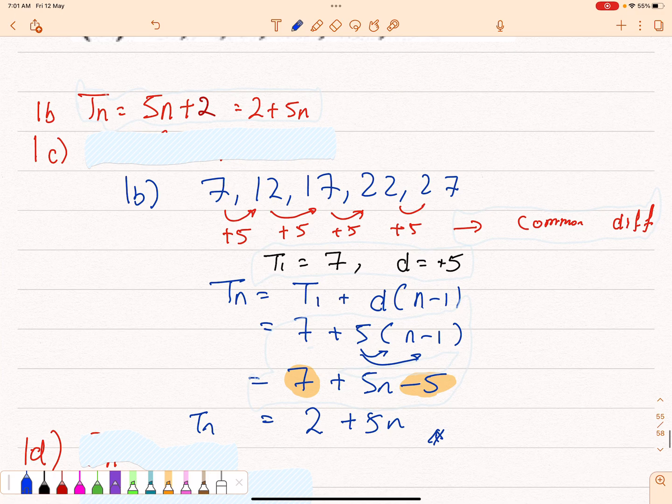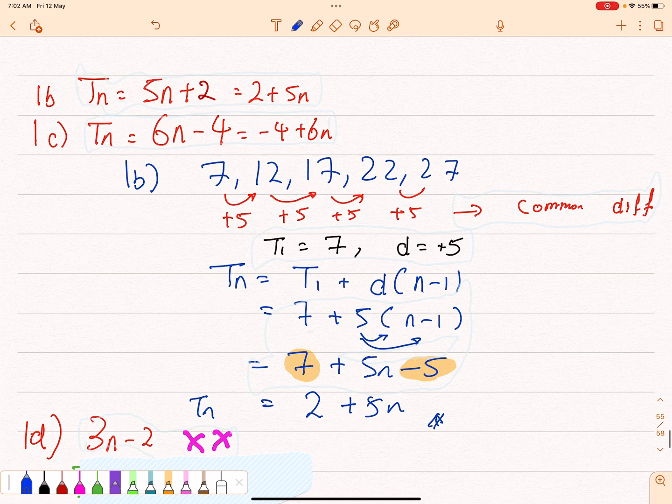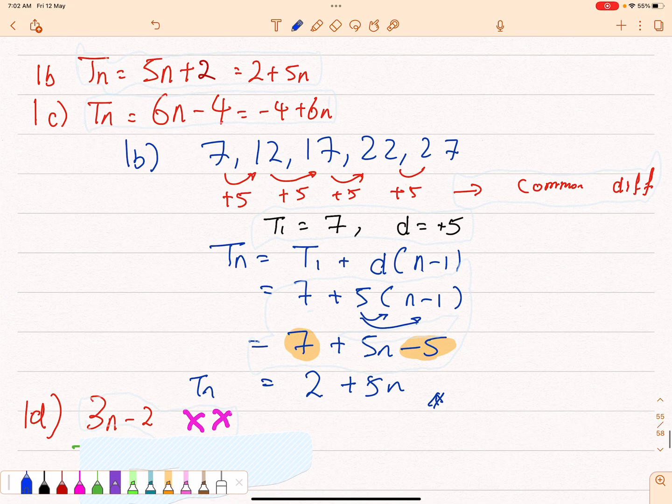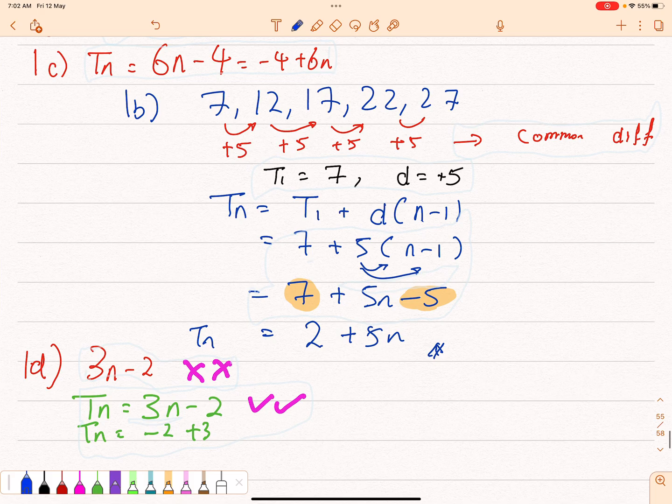Now look at 1c. I want you to try your answer for 1c. Do you get Tn equals 6n minus 4 or minus 4 plus 6n? For 1d, some of you may have written 3n minus 2. I want you to know that this is wrong. So how do I write the correct way? I must put the Tn. So you can put Tn is 3n minus 2 or Tn is minus 2 plus 3n. There's a mistake here. There should be an n here.